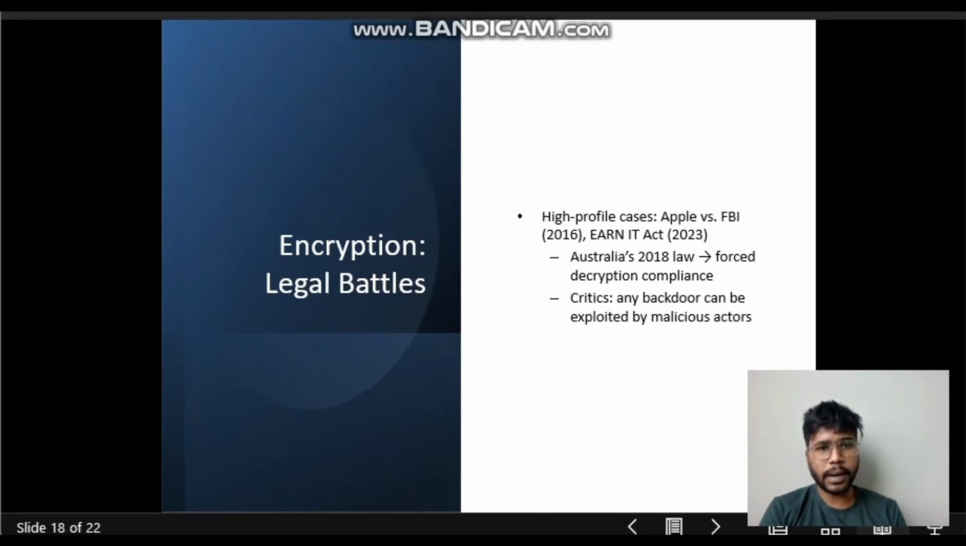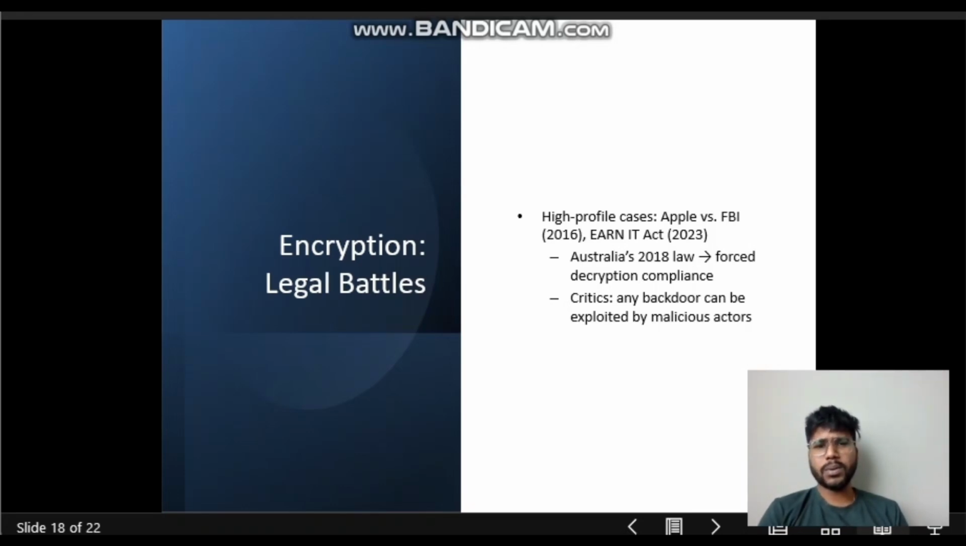Moving to the next, legal battles. However, encryption frequently collides with national security and law enforcement interests. Here we're considering just two major examples: Apple versus FBI and the EARN IT Act, 2023.